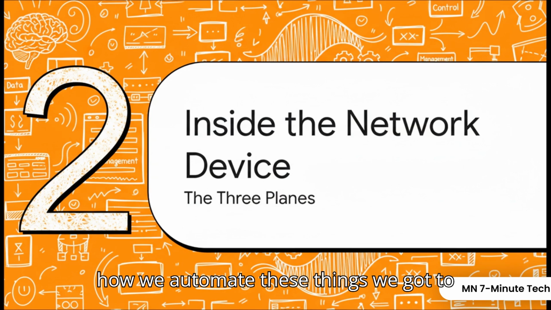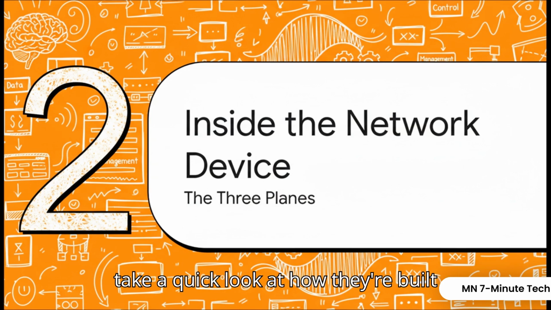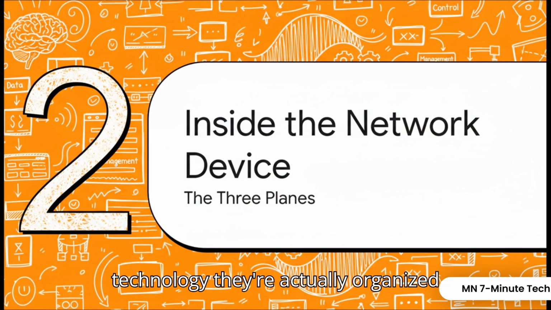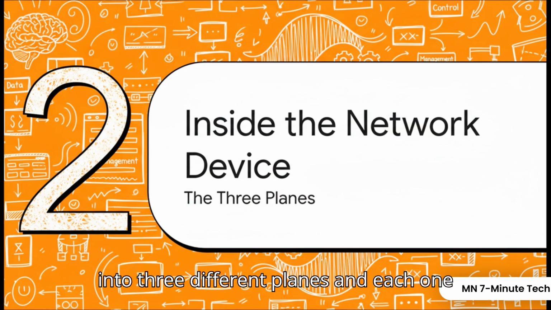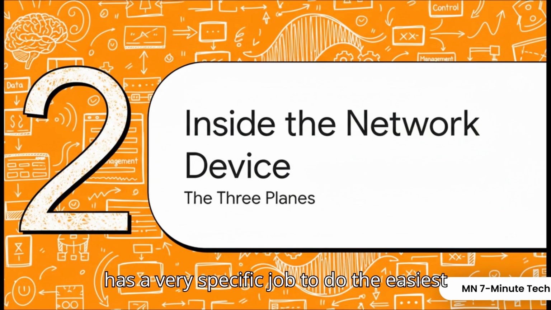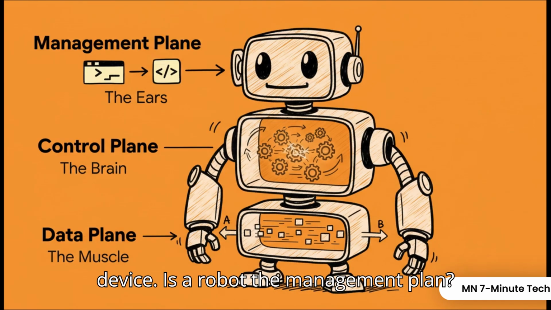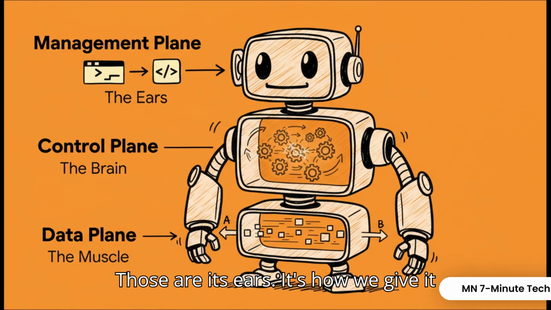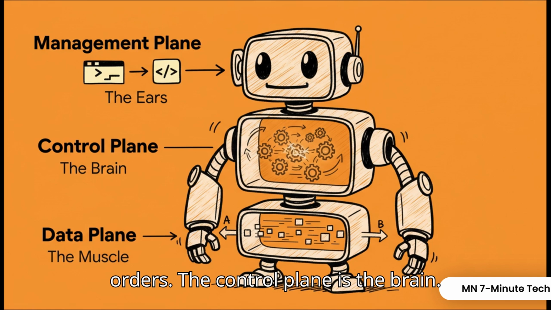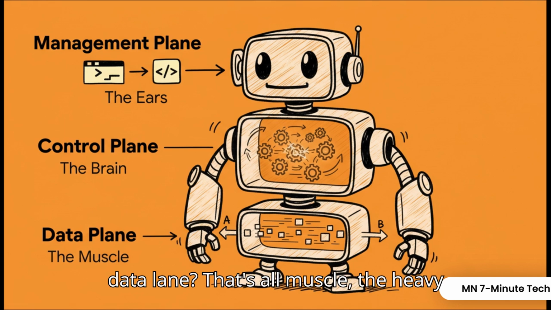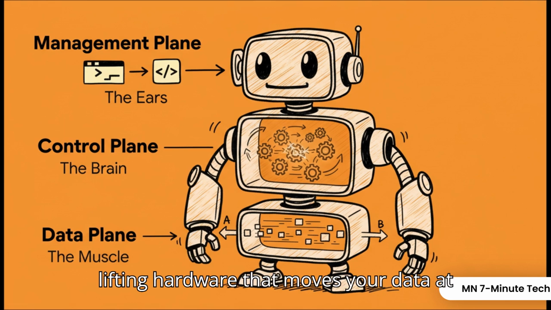So to really get how we automate these things, we got to take a quick look at how they're built. These boxes aren't just one big blob of technology. They're actually organized into 3 different planes, and each one has a very specific job to do. The easiest way to think about this is to imagine the device is a robot. The management plane, those are its ears. It's how we give it orders. The control plane is the brain. It's constantly learning and building a map of the network around it. And the data plane, that's all muscle, the heavy lifting hardware that moves your data at incredible speeds.